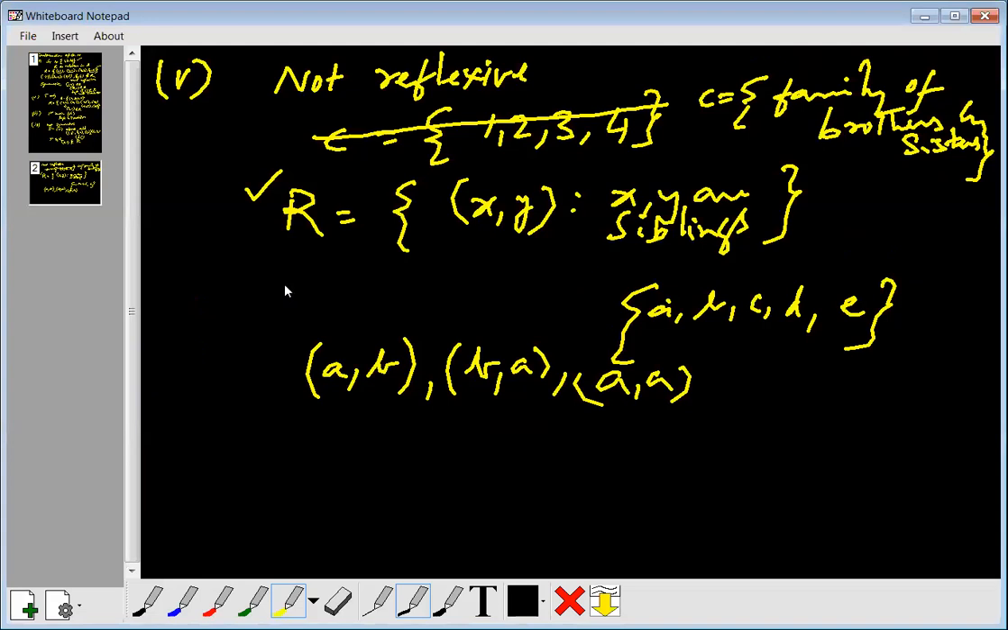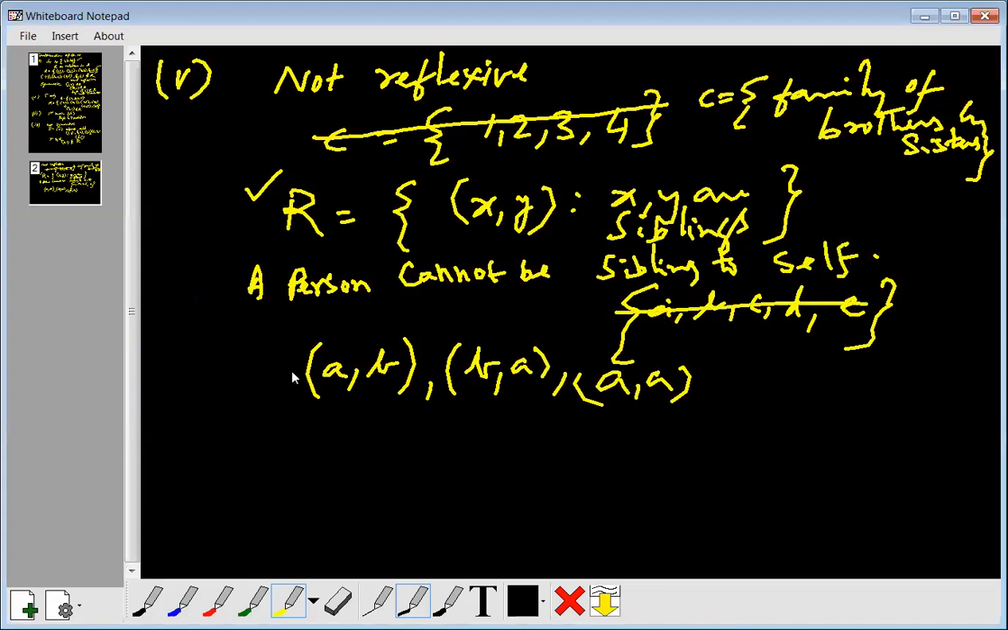That means a person cannot be sibling to himself, cannot be sibling to self. Therefore, it is not a reflexive relation. So don't write this, don't elaborate it. This you write, and this you write, sufficient. Okay, that's the fifth question. Now we are going to the 11th one.